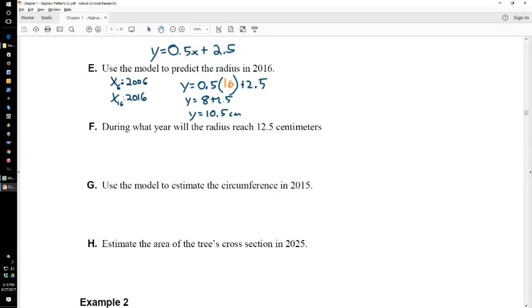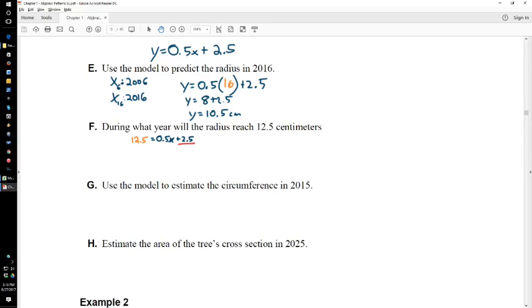Okay, so 12.5 centimeters, same idea, but y is measuring the width, so instead of plugging in for x, we're going to plug it in for y. So, here we go, 12.5 equals 0.5x plus 2.5. Okay, so we have a two-step equation.